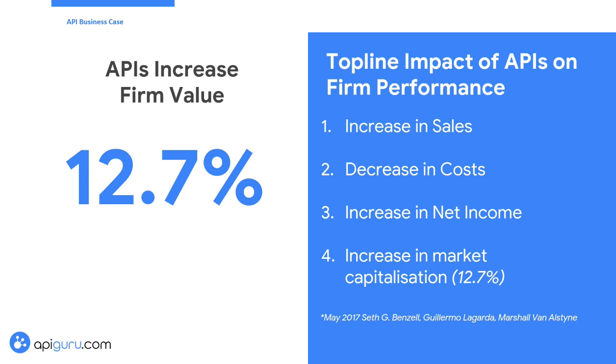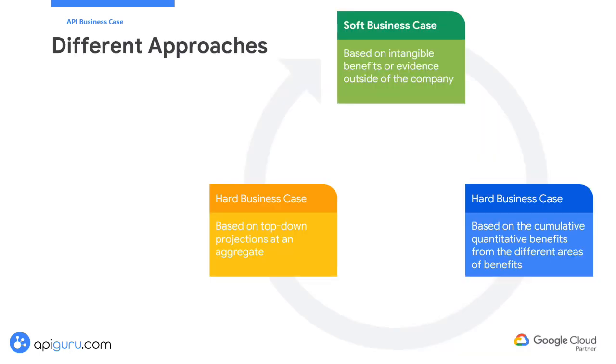While this research is compelling, presenting this paper alone as a business case to your executive committee may not suffice. Additional context and strategic insights will be essential to convey the potential benefits of API investments effectively. Creating an API business case is essential for justifying API projects and investments. There are several approaches to developing an API business case, each with strengths and considerations. Let's explore 3 primary approaches: the soft business case, the hard business case based on cumulative quantitative benefits, and the hard business case based on top-down projections.